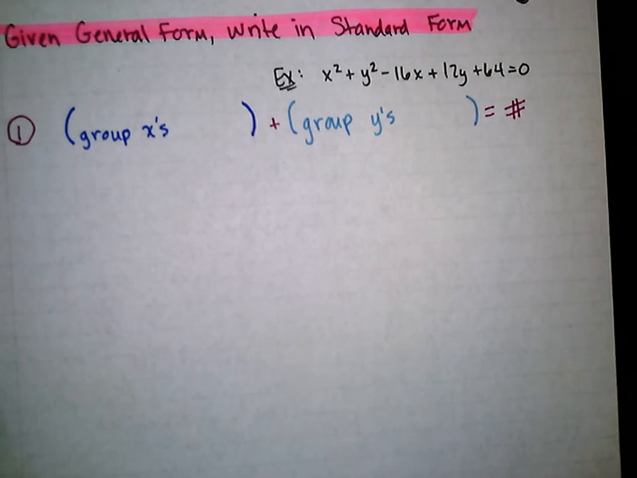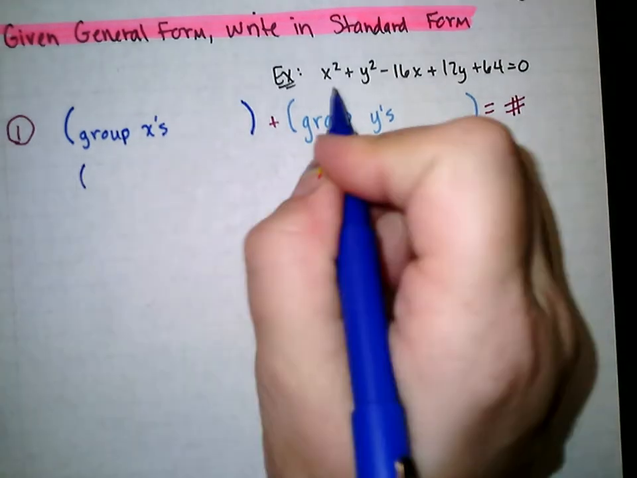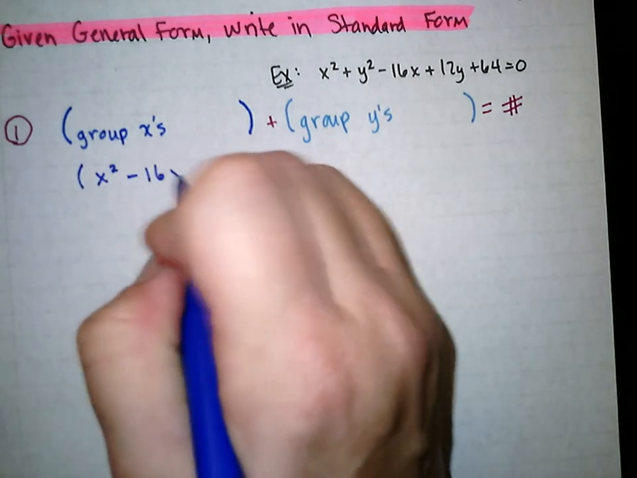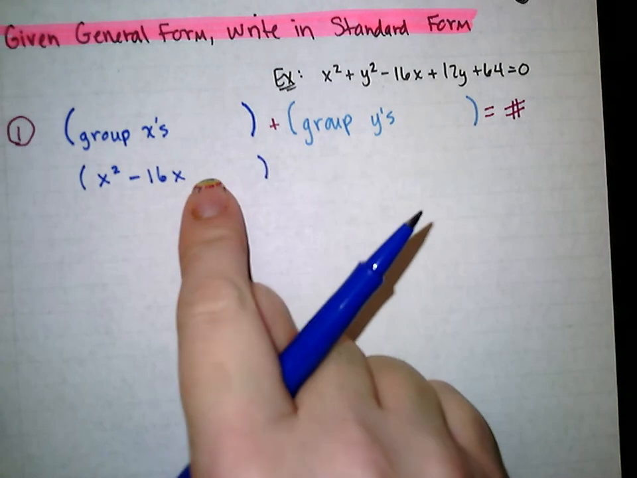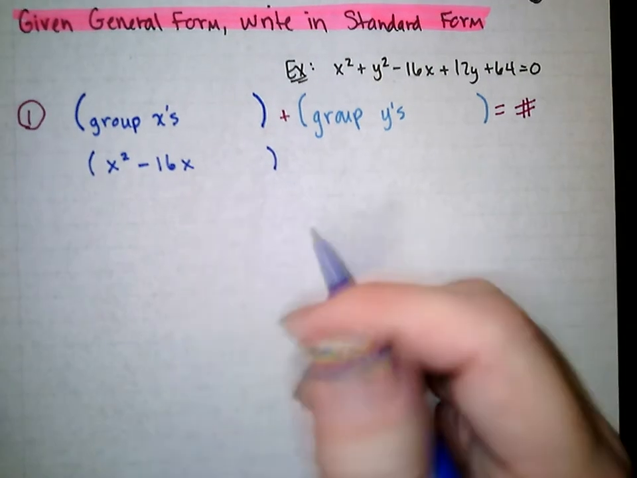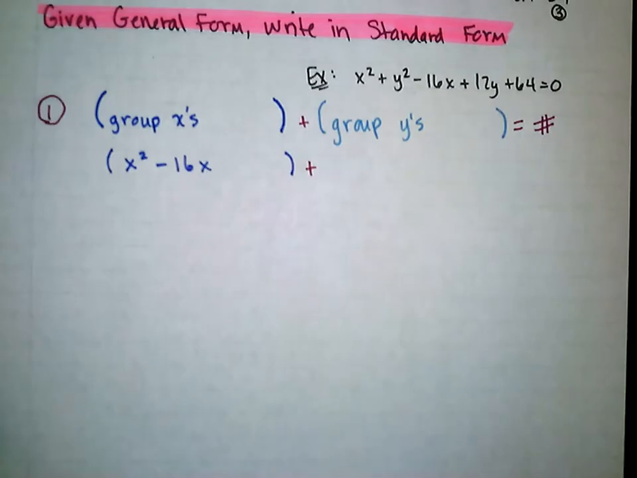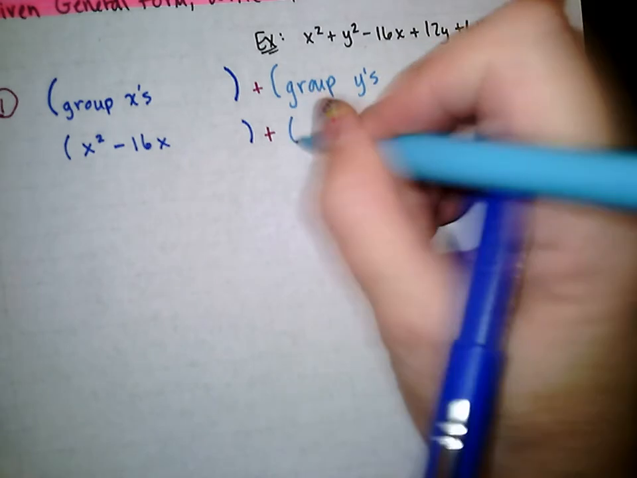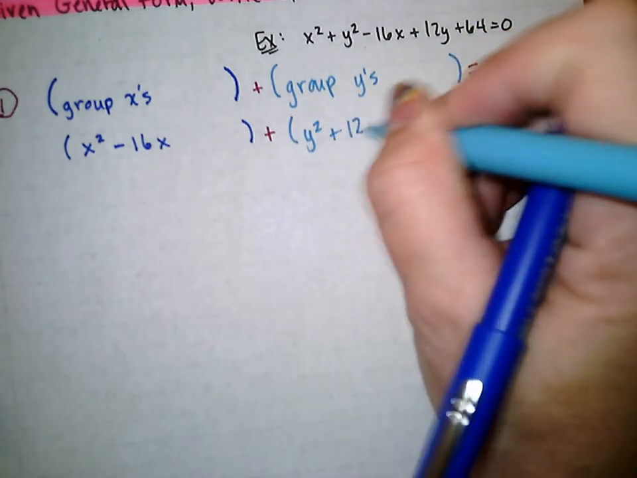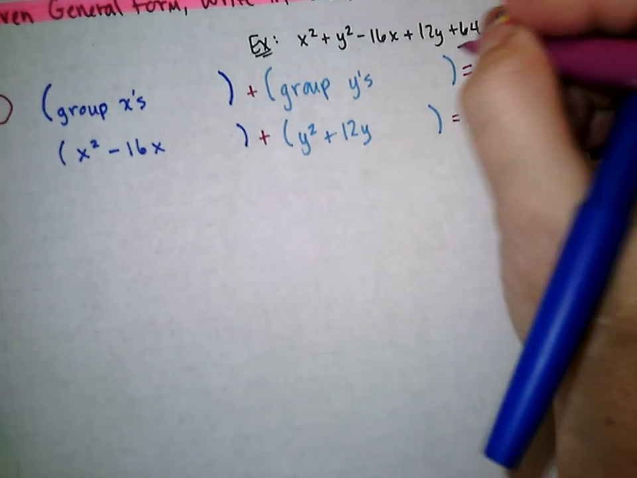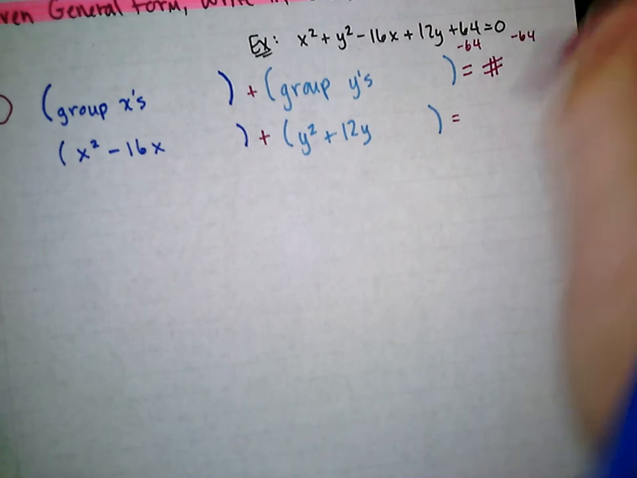So for our first step, I'm going to put x squared minus 16x together. I'm going to leave a space. I'm leaving that space so that I can do completing the square. Plus, group my y's together. So y squared plus 12y. Again, leave a space. And then it's going to equal, we have to subtract the 64 over, negative 64.